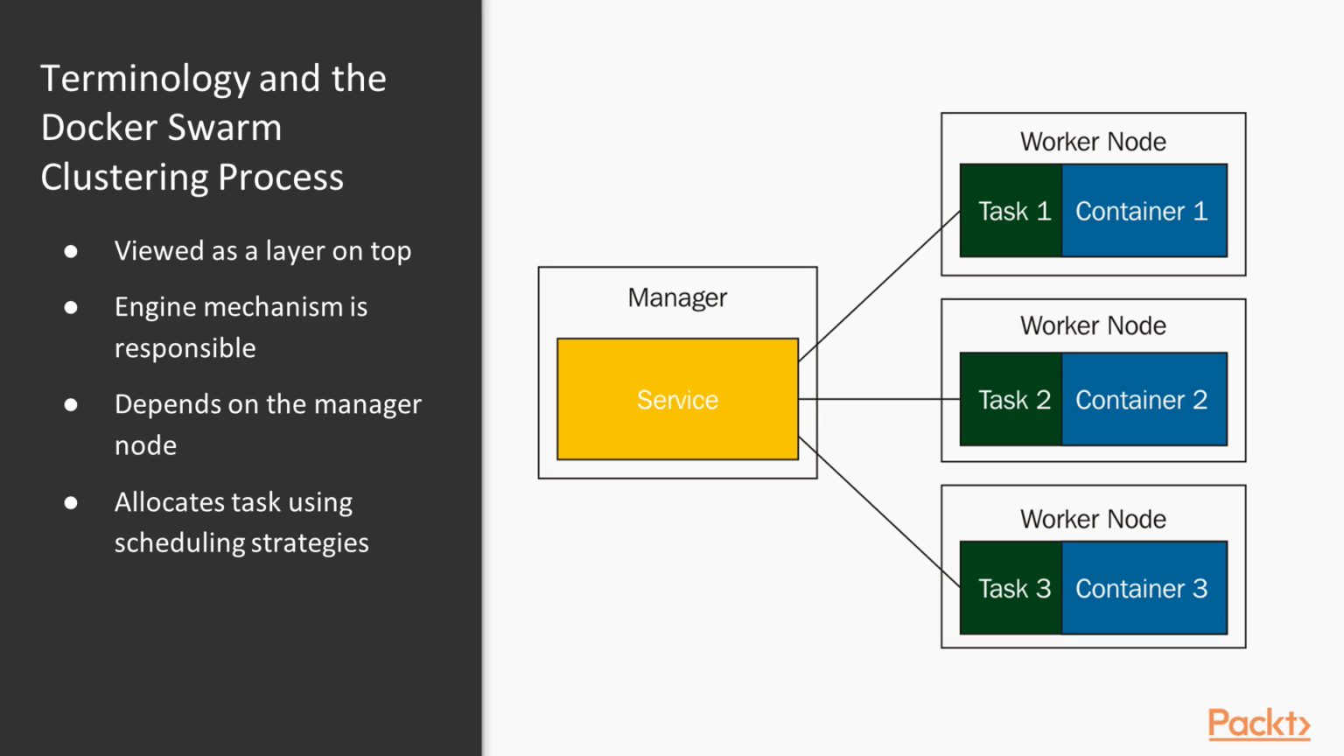In the sample image, we have 3 tasks. Each of them is run on a separate Docker host. Nevertheless, it may also happen that all containers would be started on the same Docker host. Everything depends on the manager node that allocates tasks to worker nodes using the scheduling strategy.